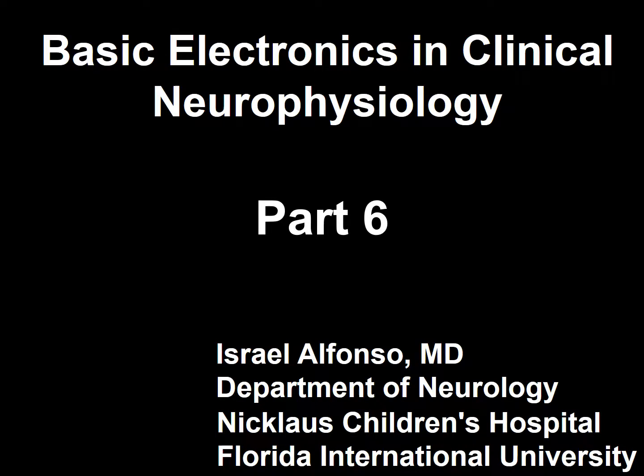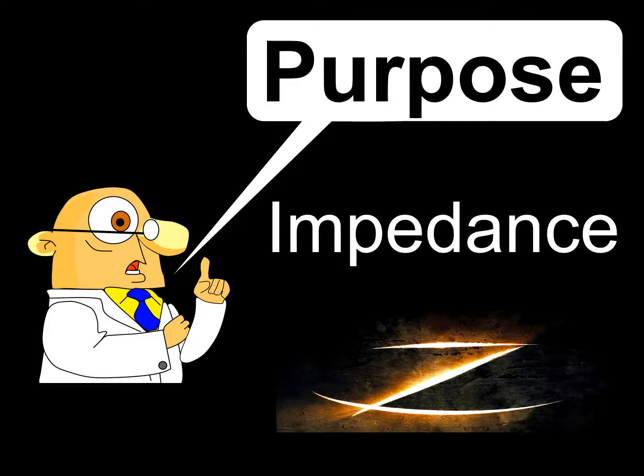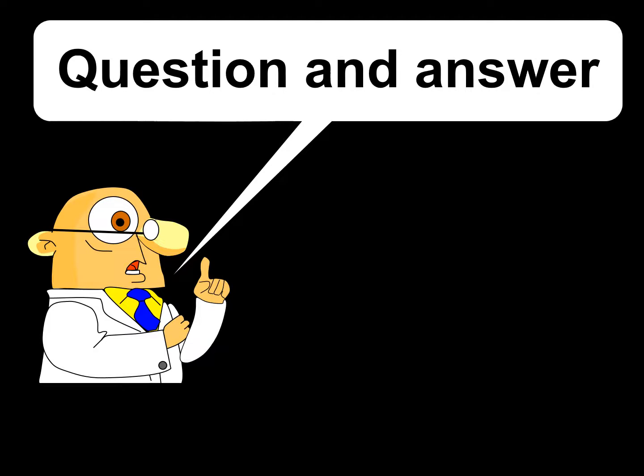This is the sixth talk about basic electronics. The purpose of this talk is to explain a few concepts about impedance relevant to the neurophysiology board examination. This talk will be conducted in a question and answer format. Here goes the first question.